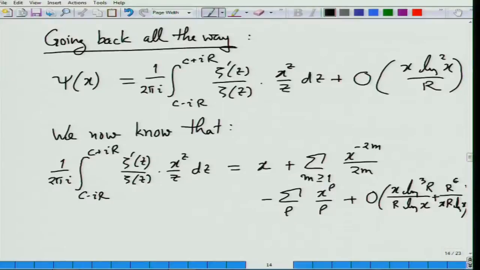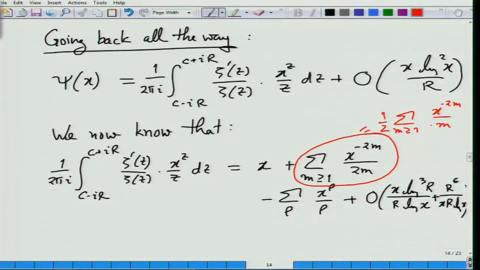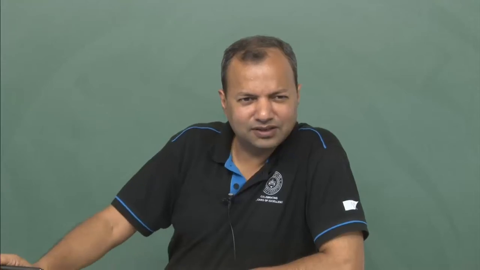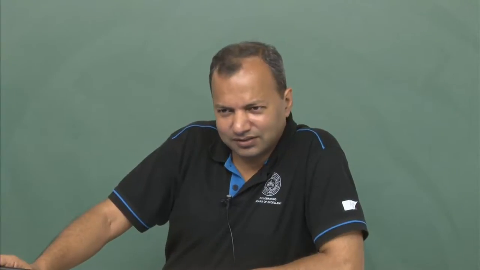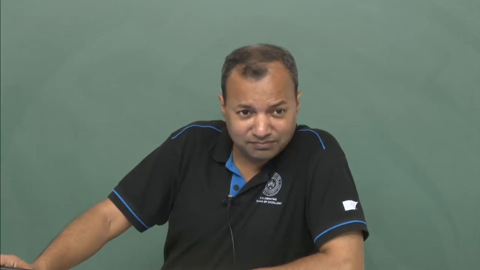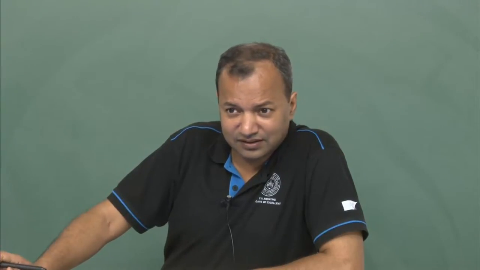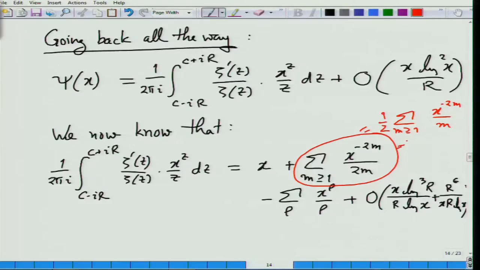Let's maybe we don't need to differentiate. Let's just write this as half of this. Familiar to you? Anyone? What is log of 1 minus y? It is the sum over m greater than or equal to 1 of y to the m by m, right? And that is precisely what this is. So, this is equal to half of log of 1 minus 1 over x squared.